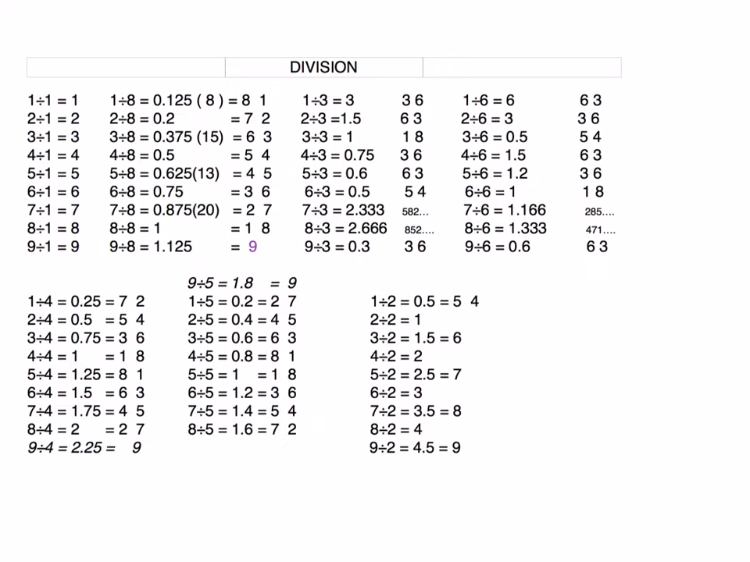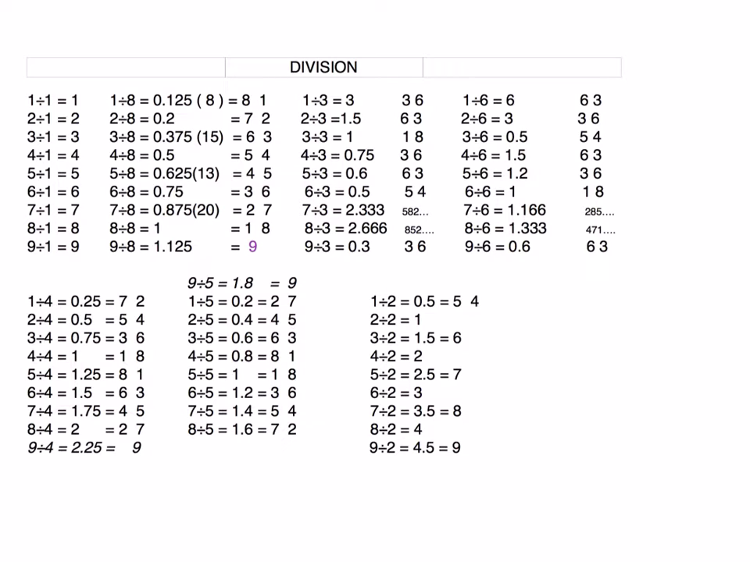Isn't that intriguing? The 3 divided by 2 is 1.5, which is 6. The 5 divided by 2 is 7. 7 divided by 2 is 8. Get that? 3.5. And then the 9 again.